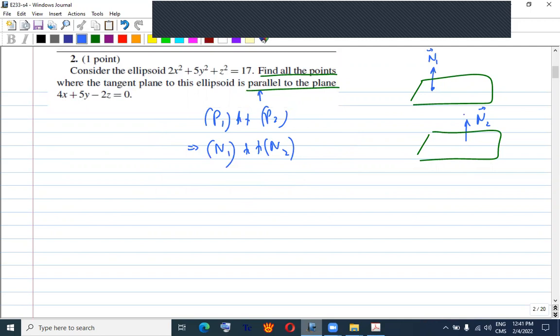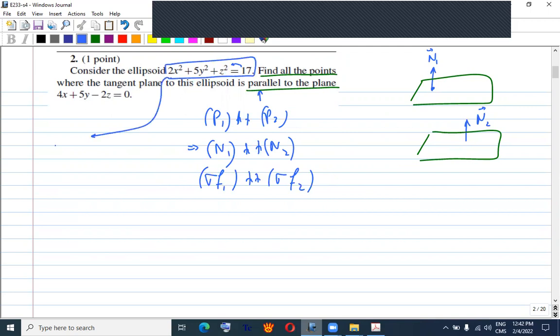Now the normal to the plane, as usual, is the gradient. So it's ∇F1 parallel to ∇F2. Is it okay? Because for the ellipsoid surface, the gradient is a vector which is normal to the surface. By the way, you can collect minus 17, but it won't matter here because it's a constant. But we prefer to do the steps.